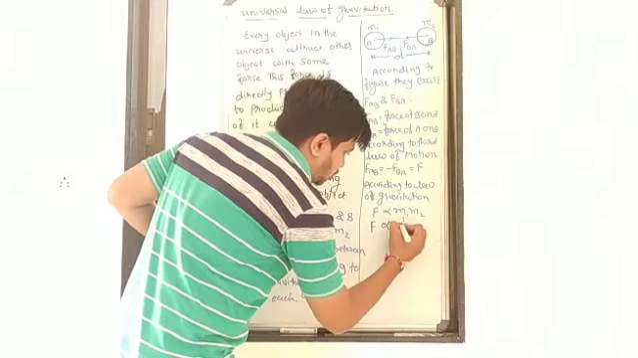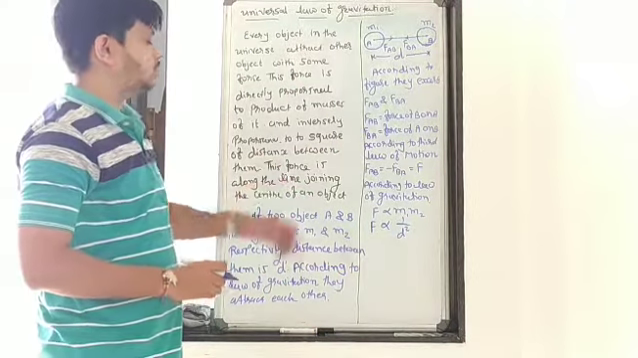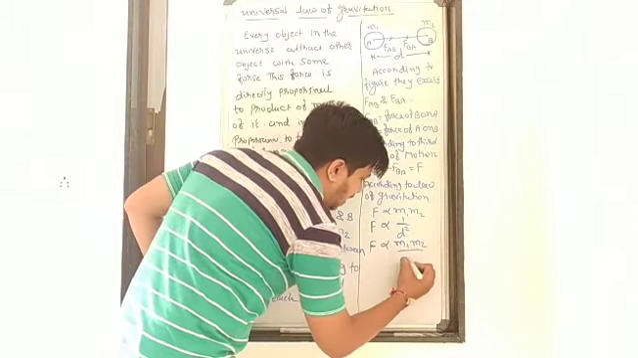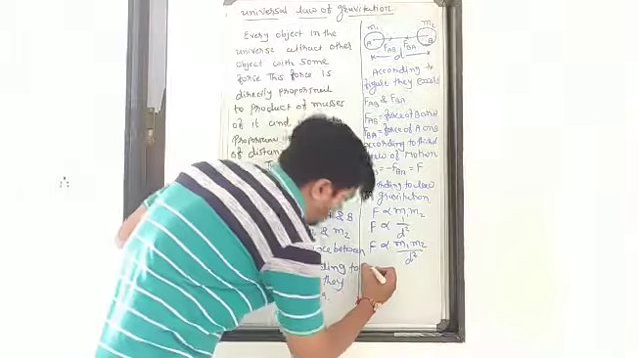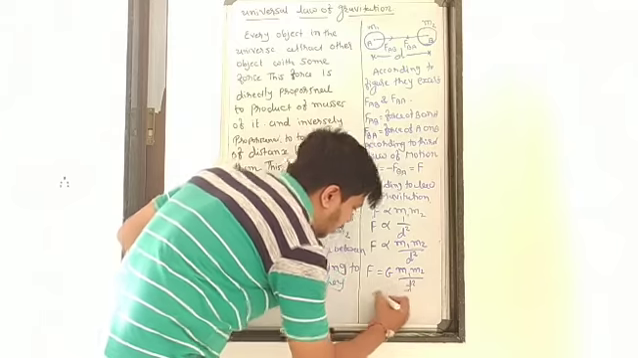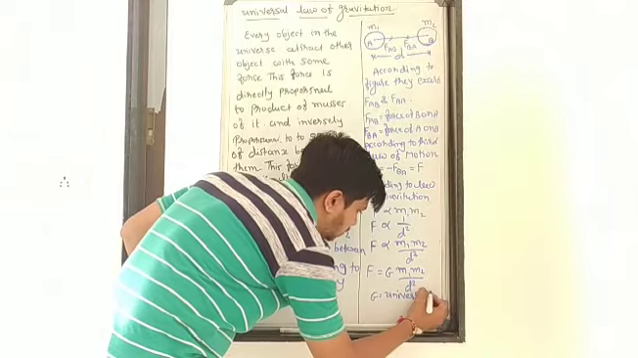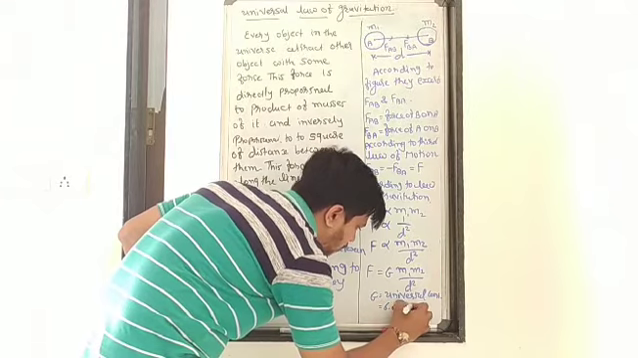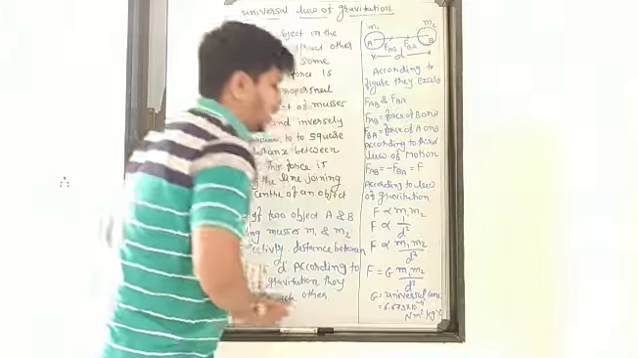Not only that, F is proportional to 1 upon d square, which is inversely proportional to the square of the distance between both of them. So we can say that F is proportional to M1 M2 by d square. If I remove this proportionality, then there should be one constant, which is G M1 M2 by d square, where G is the universal constant. The value of G is 6.673 into 10 raised to minus 11 Newton meter square kg raised to minus 2.